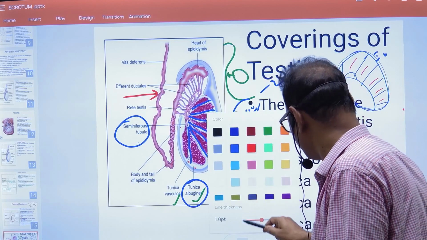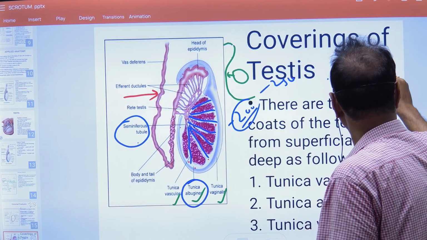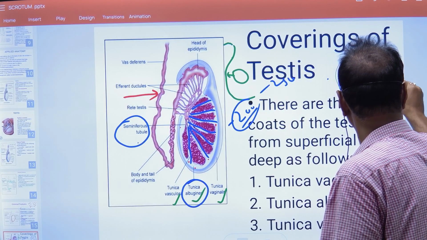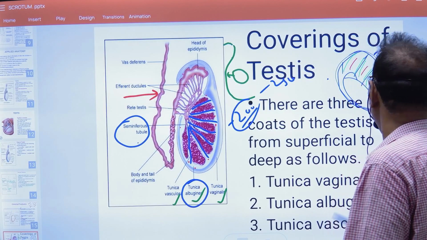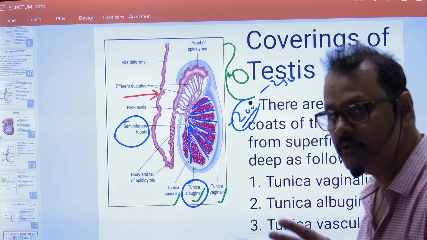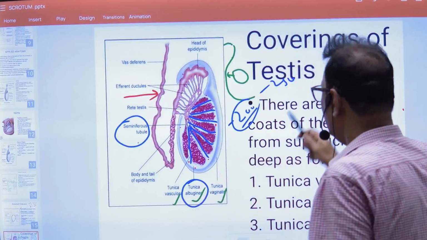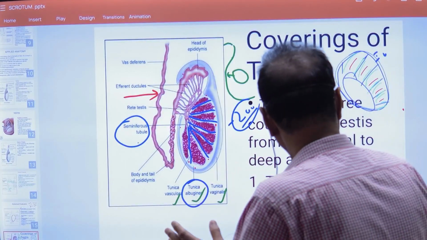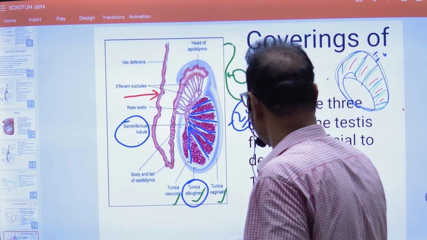Now the tunica vasculosa you will get over here, in this form. In this form, it actually underlies the lobules. Inside the lobules, the underlining of the lobules will be provided by the tunica vasculosa.